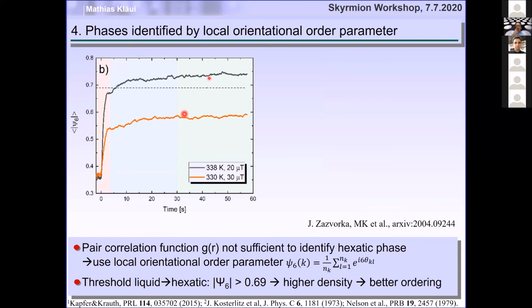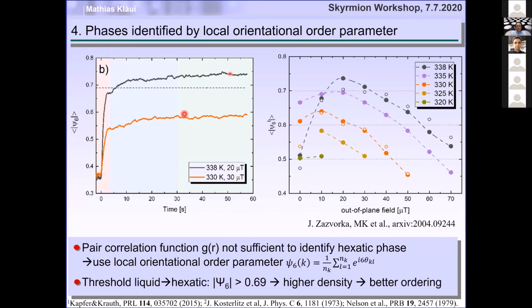So for certain combinations of temperature and applied field, we get into this hexatic phase. And you can see, as a function of applied field and temperature, that at low applied field we get little order, and that's because we have these striped domains. At very high field, we have very few skyrmions. They also don't order, but at intermediate fields and elevated temperatures, you actually get very good order in this hexatic phase. And that's something which you can also visualize.